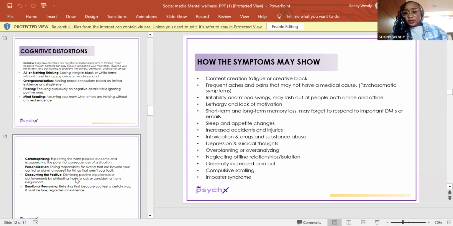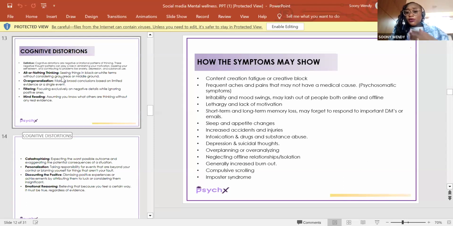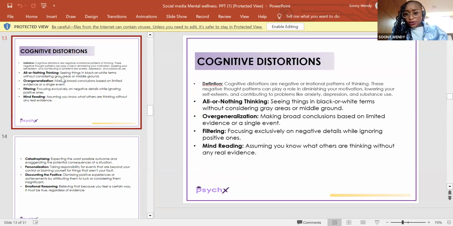So I want you to note this, because even when it comes to social media, sometimes some of these thought processes or patterns, in psychology we call them distortions. And this is what you can see here: negative or irrational thinking patterns that can make the situation worse than it is. So when you're looking at the distortions, if you can see it on your screen, maybe you can take a screenshot and note it, so that you can see which one is yours.